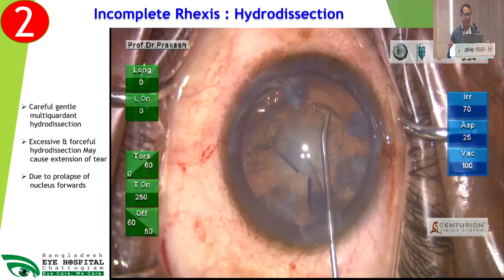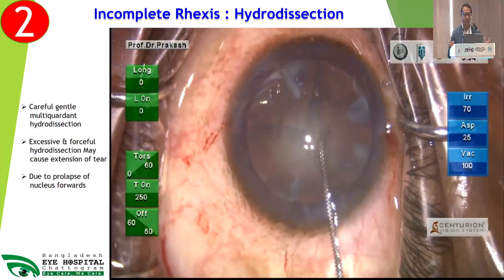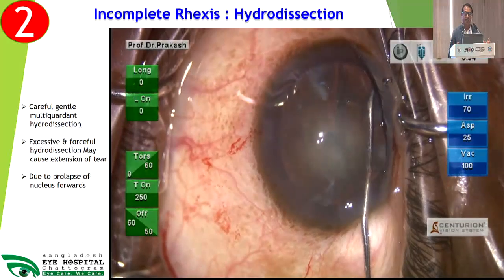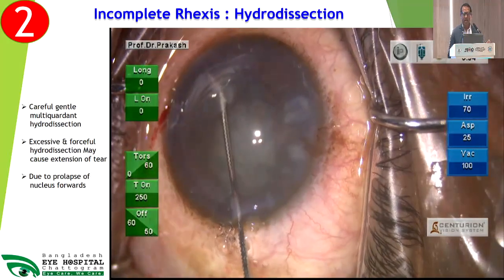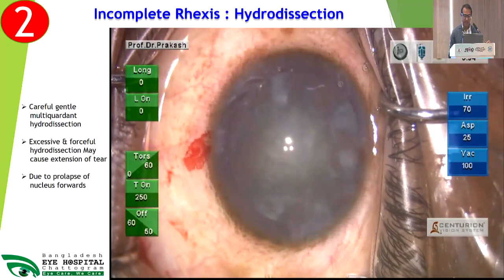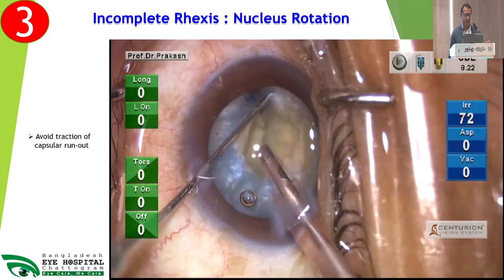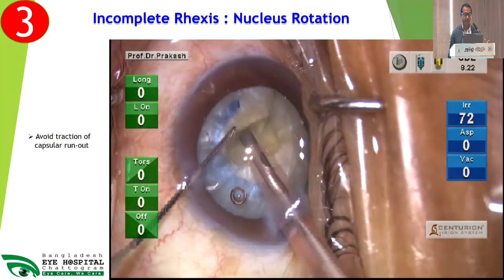Hydrodissection should be gentle and judicious. Here I am doing multi-quadrant hydrodissection with a small bent hydrocannula. Every time I am injecting a very small amount of fluid, and after every injection I decompress the nucleus. Otherwise, forward bulging of the nucleus can cause further extension of the rhexis tear. And during nucleus rotation, we should be careful to avoid traction on the capsular runout.